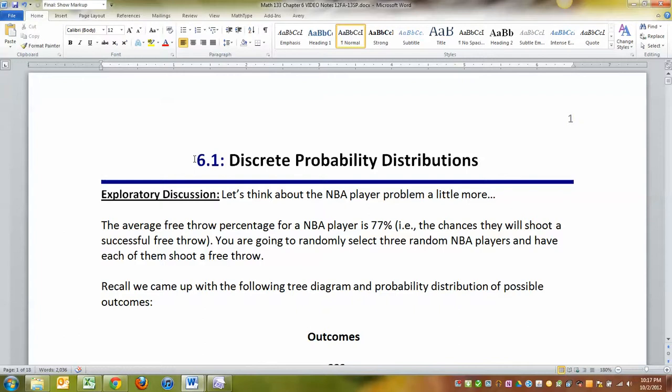So in chapter 5 we learned some of the basics, and now in chapters 6 and 7 we're going to apply those basics to two different ideas. In chapter 6 we're going to use them on discrete probability distributions, and chapter 7 is going to be continuous. All right, we'll talk more about that in a second.